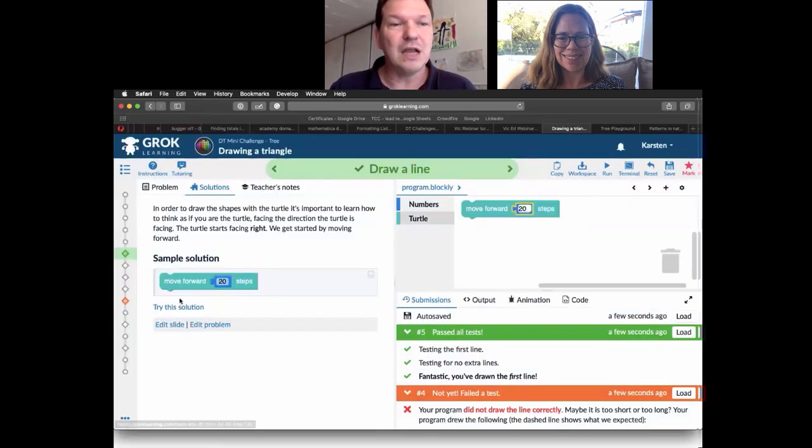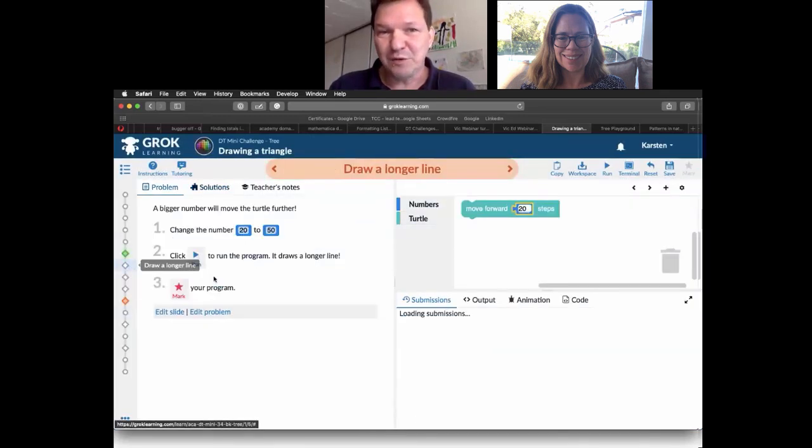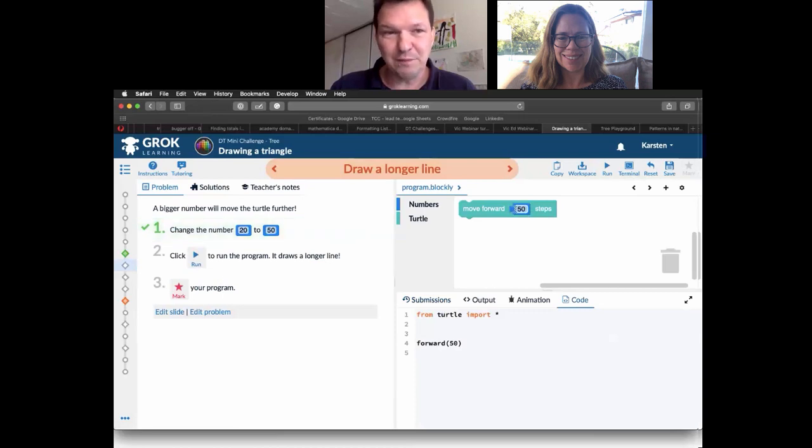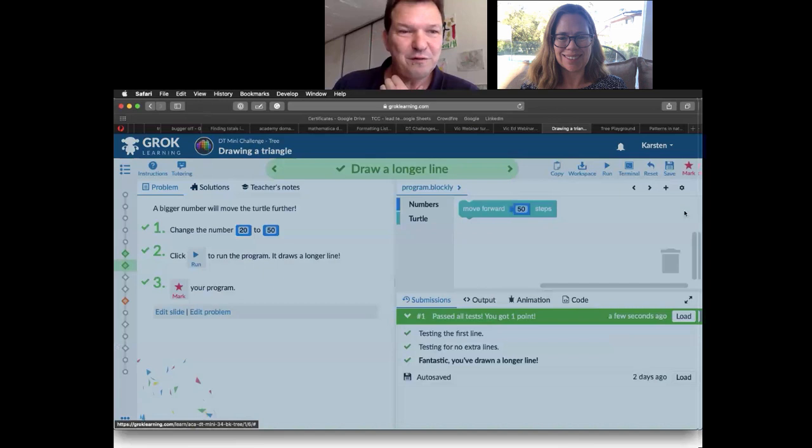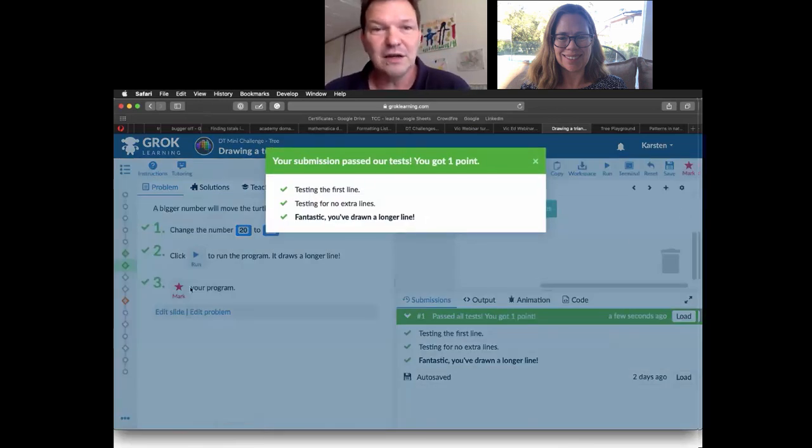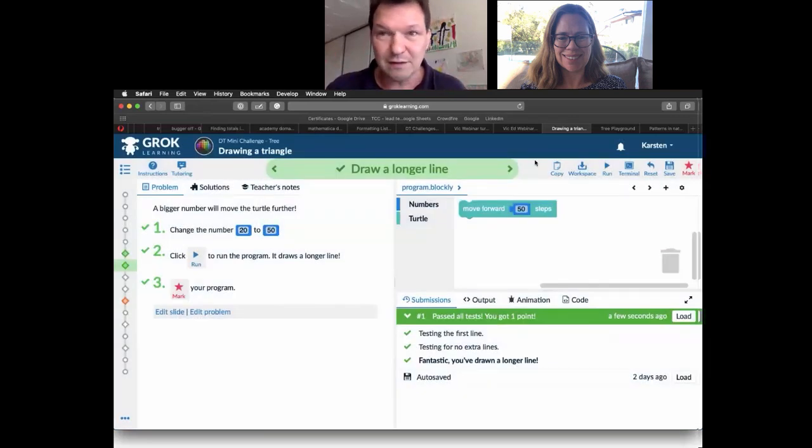All right. Now then we want to draw a longer line. Now we want 50 steps. So here's the instructions, change the number from 20 to 50. Already done that. And then you click the run button. And now we've got a line. And then the moment of truth comes. We click on mark. And oh, we see confetti. That's always a good thing when we see confetti. Okay, we've drawn the right length, which means our triangle can get a little bit bigger. And therefore our tree is also going to be nice and big. Right, by clicking up here, we go to the next question.